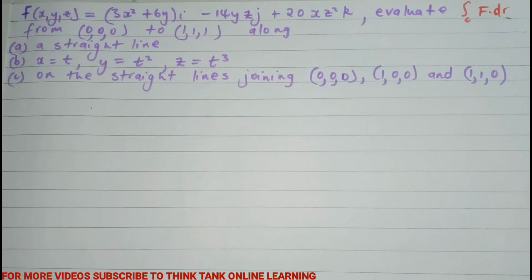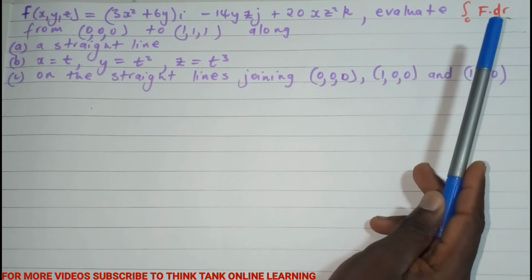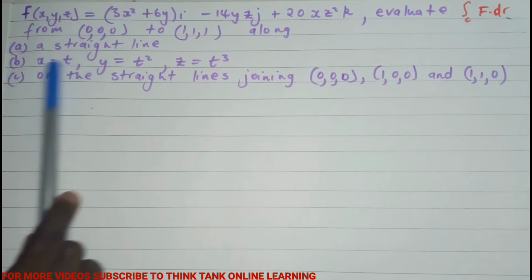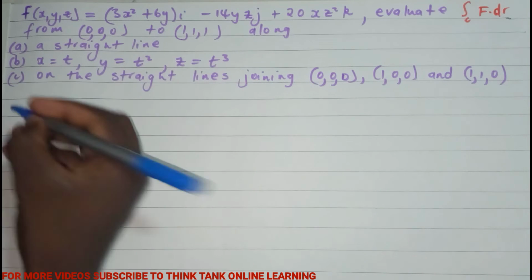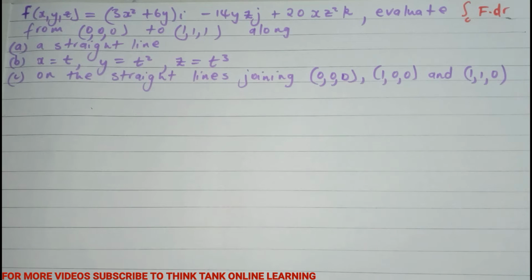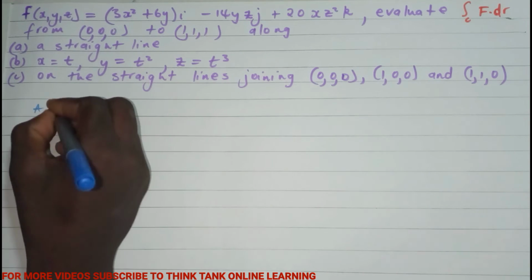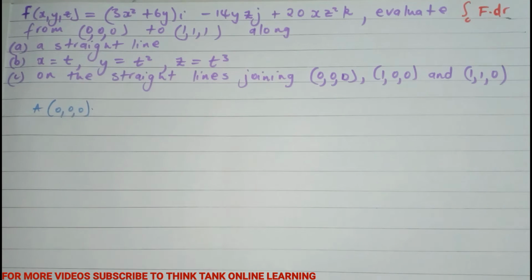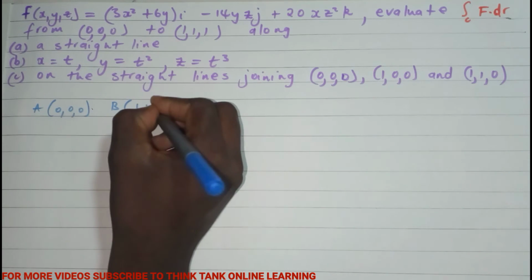First of all, given a problem, we're given a vector field, and we want to evaluate the line integral from the point (0, 0, 0) to the point (1, 1, 1) along a straight line. I'm going to say that point (0, 0, 0) is point A, and B is equal to point (1, 1, 1).